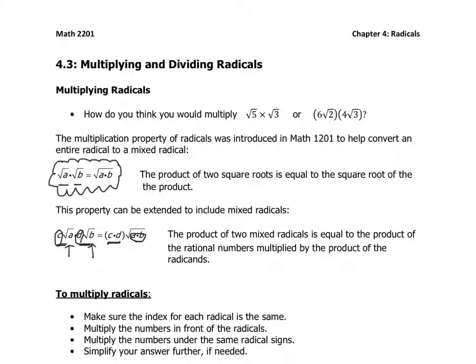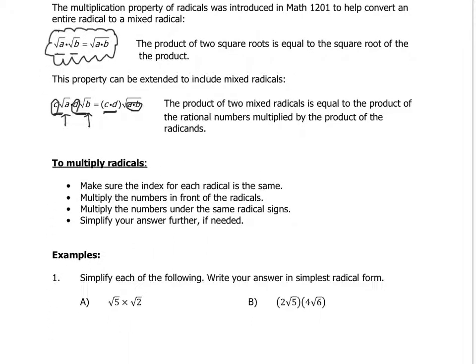So basically when you're multiplying radicals, you have to make sure the indexes are the same for each of the radicals, and then you multiply any numbers out front of the radicals by each other and multiply the numbers underneath the radical signs by each other and put them under that one same radical sign. And then sometimes when you put them together, you might find that the new radical has a perfect square factor, and then you should simplify that if you need to. So let's try a few examples.